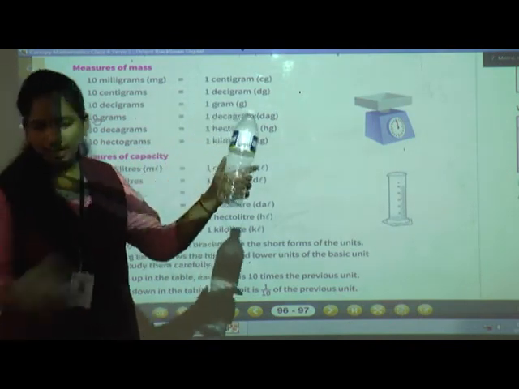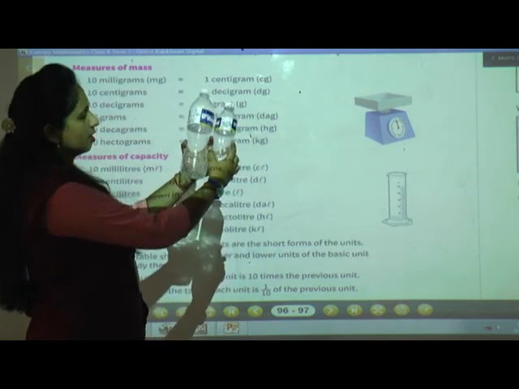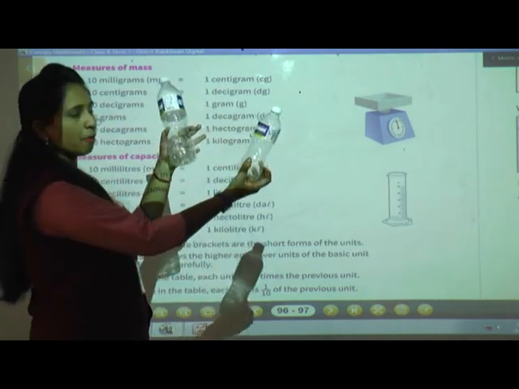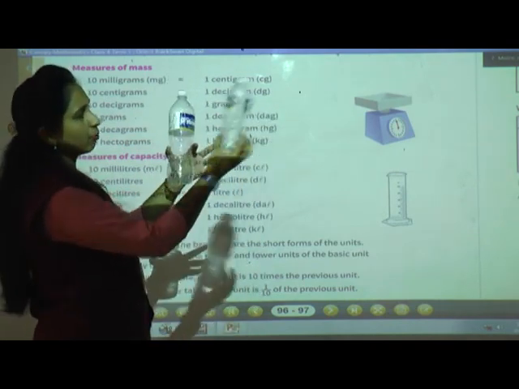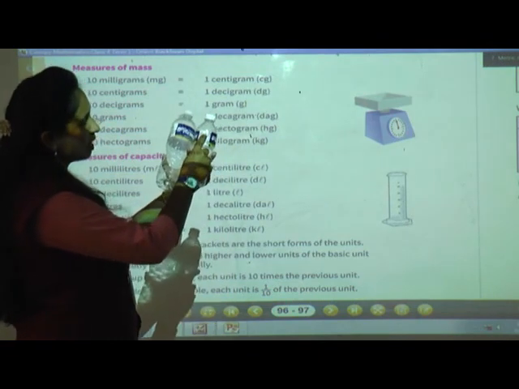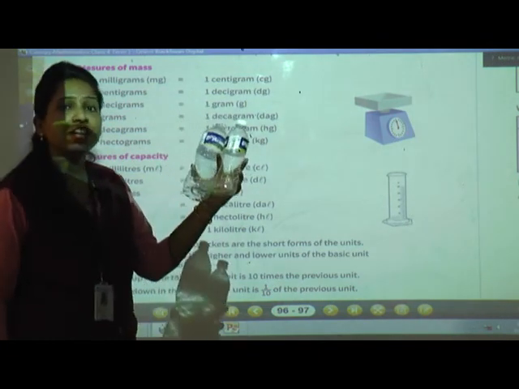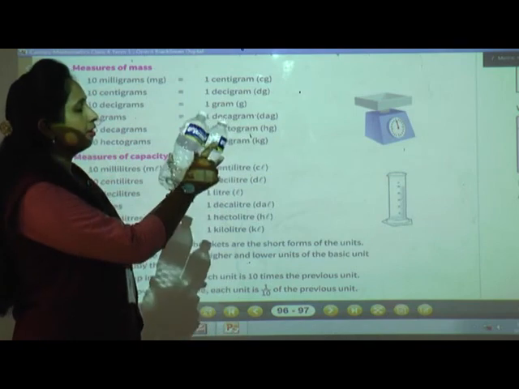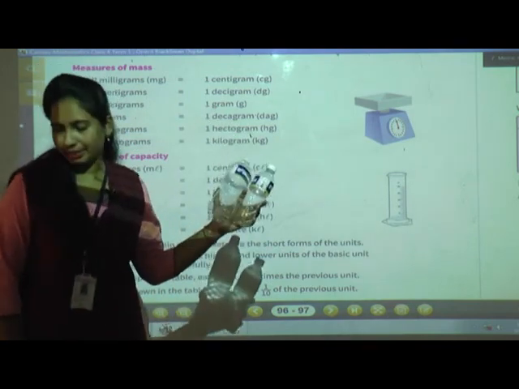See, I do have another bottle. This bottle is smaller compared to this bottle. And what is the capacity of this bottle? They have given 500 ml. This is 1 liter, this is 500 milliliter.